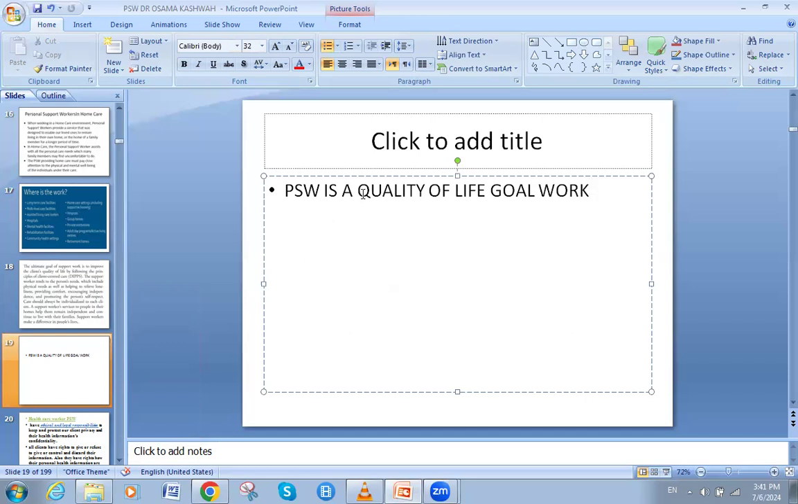Is a quality of life goal work? That means that a personal support worker has a quality of life goal work. Discuss.